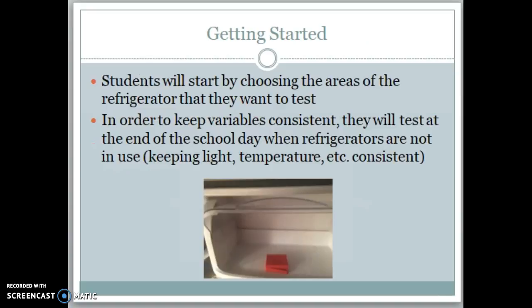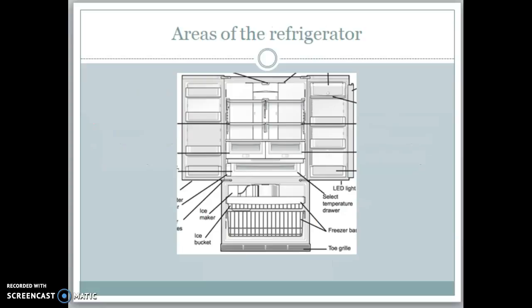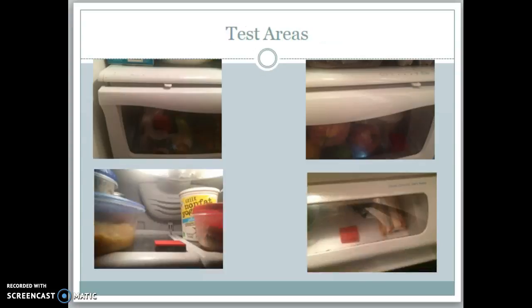Getting started. Students will start by choosing the areas of the refrigerator that they want to test. In order to keep variables consistent, they will test at the end of the school day when the refrigerators are not in use. This picture shows some of the areas that they would have availability to test. There are two drawers. One is set for high humidity, one is set for low humidity. There are three shelves, as well as a chef's drawer.